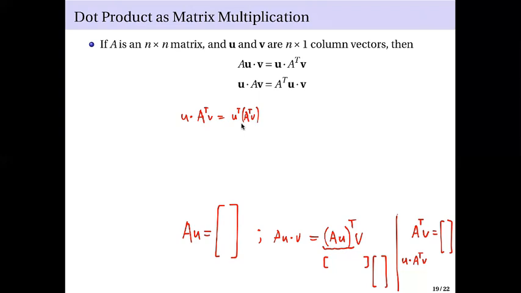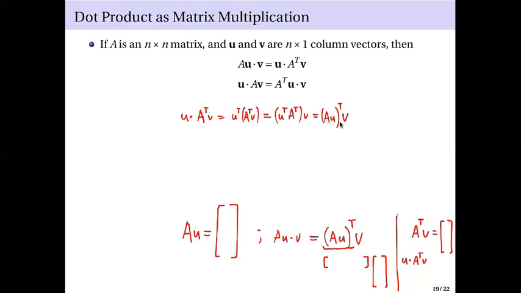But notice, multiplication of matrices is associative. So this we can group together: u transpose times A transpose, times v. By the property of transpose, you have to interchange them before getting the transpose. This is multiplied to v.